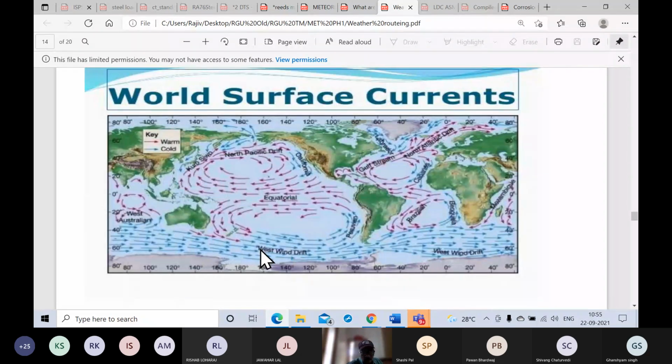Surface currents, a chart is here just for reference. Counter equatorial, equatorial, counter equatorial, and then the North Pacific. It is called drift, but actually it is a current, the North Pacific current. North Atlantic current, this is very important. The Gulf Stream, this one.